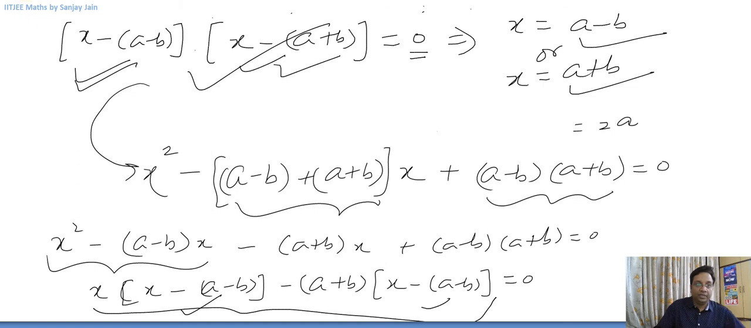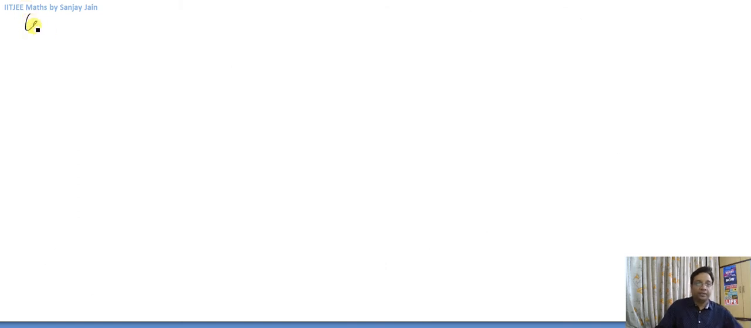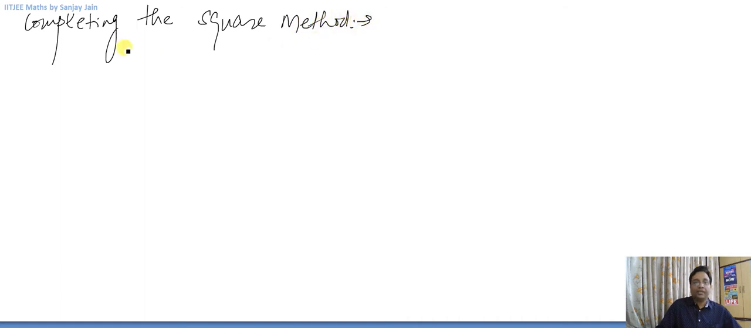Okay, now let's directly come to the completing the square method. I've discussed this method in polynomials also, but I'll discuss it once again because now we are discussing quadratic equations. So let me discuss it once again here, and I would require some more space, so give me a moment. Okay, let us start from here.